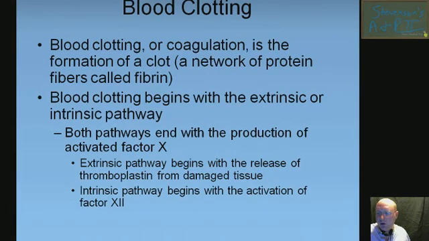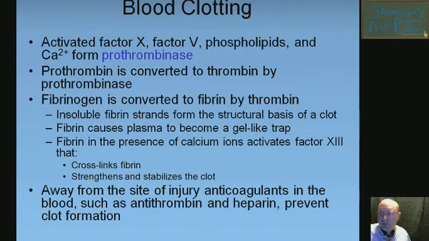Okay. Blood clotting or coagulation, okay, is the formation of a clot or a network of protein fibers called fibrin. Okay, blood clotting begins with extrinsic or intrinsic pathways. Both pathways end with the production of factor X. The extrinsic pathway begins with the release of thromboplastin from damaged tissue. Intrinsic pathway begins with the activation of factor 12. Okay. Activated factor 10 and factor 5, phospholipids and calcium form prothrombinase. Prothrombin is converted to thrombin by prothrombinase.